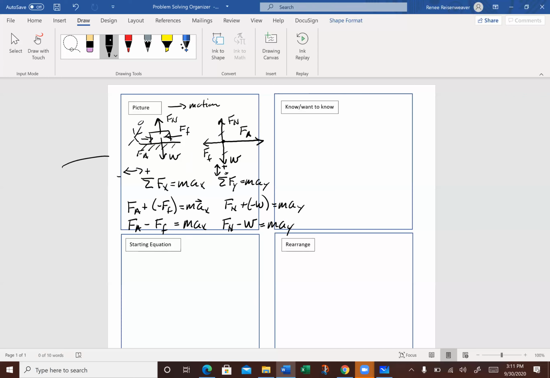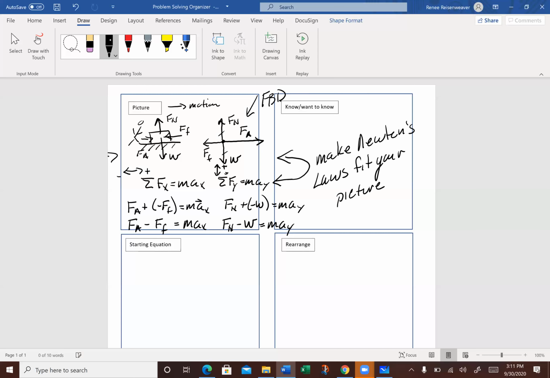So, free body diagram, right? A must, make Newton's laws fit your picture. Okay, so definitely want you to do that. So you're going to do that for numbers 2 and 3. And if we can master that, the rest of this will flow. So draw those pictures, make the equations fit your pictures, and then we can solve the problem. We'll continue with that.